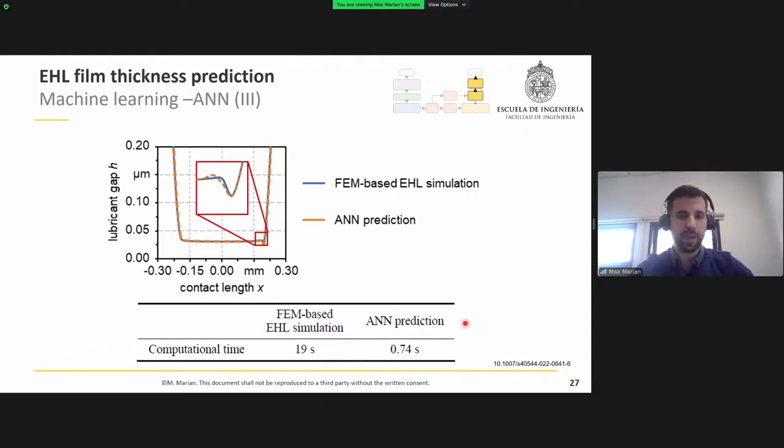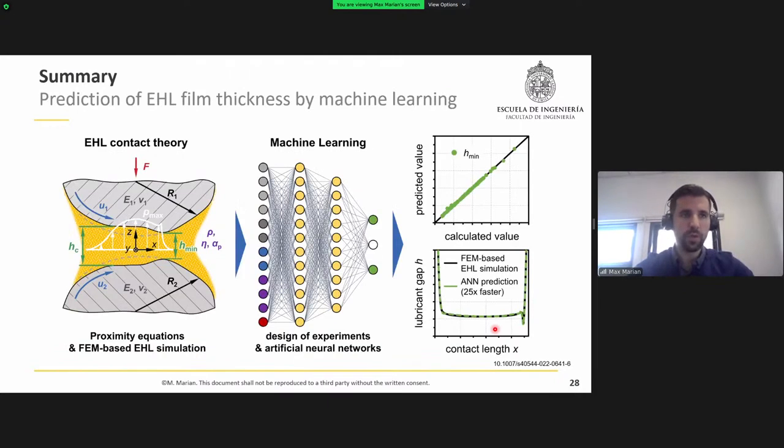And therefore we believe that by incorporating the ANN into multi-body dynamic simulations or system simulations, we can improve the accuracy in friction and dynamics analysis or identification of critical operating conditions without negatively affecting the computational time. So this brings me almost to the end of my talk. I'll just wrap things up really quickly.